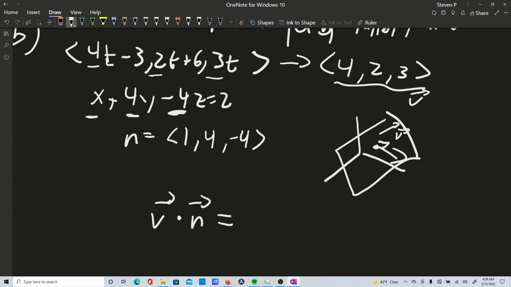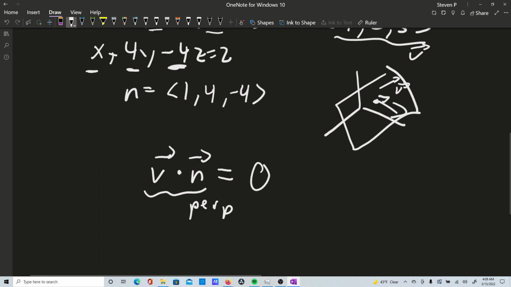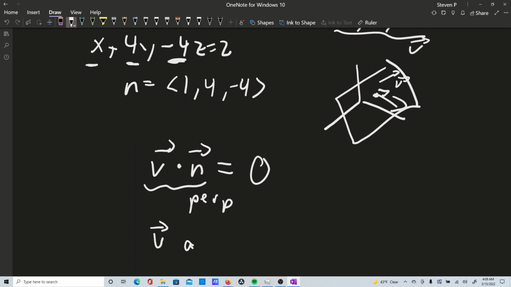And I think you'll find that when you dot those things together, what do you get? 4, 8, -12, you get a 0. So when the normal vector and the vector in question v have dot product 0, they are perpendicular, that means that v is parallel to the plane. My wording here is a bit wonky, but hopefully you get the idea.